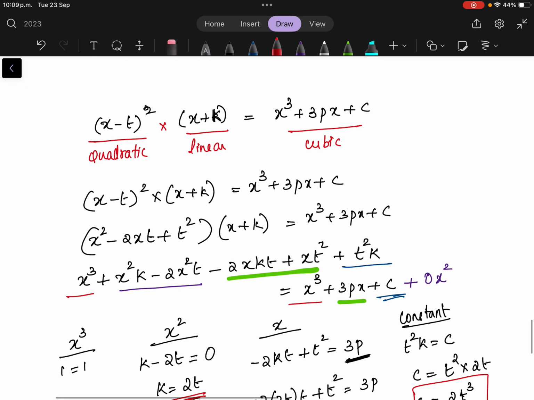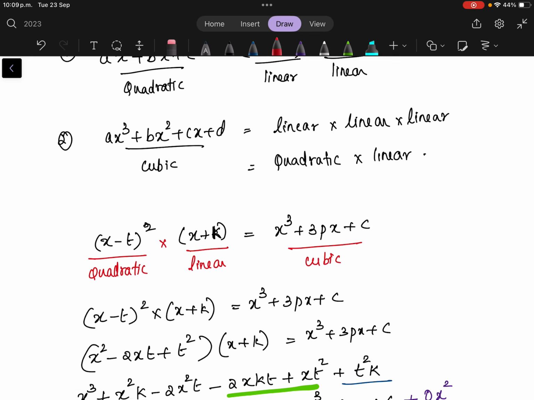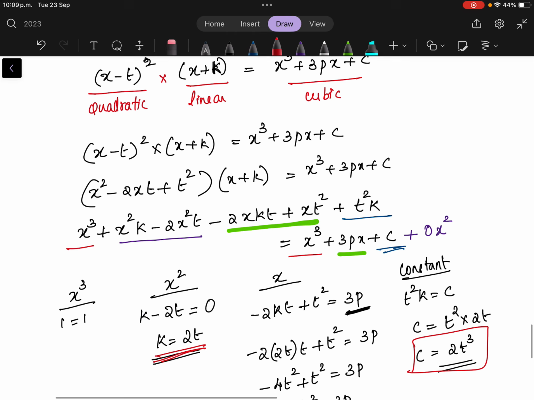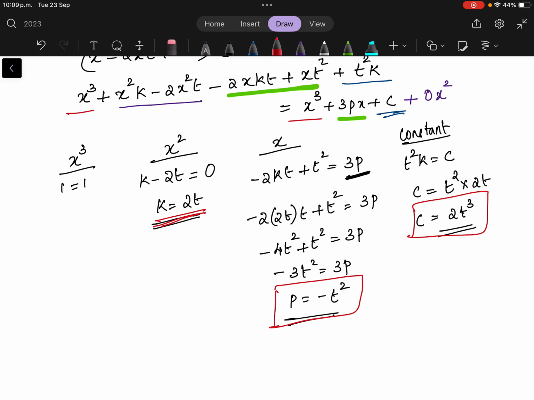The idea here is you need to understand this construct: cubic is equal to quadratic times linear, or cubic equal to linear times linear times linear. Then you introduce a new variable and simplify it, equate the coefficients on both the sides, and then you work with the formula, simplify it, and you will get it.